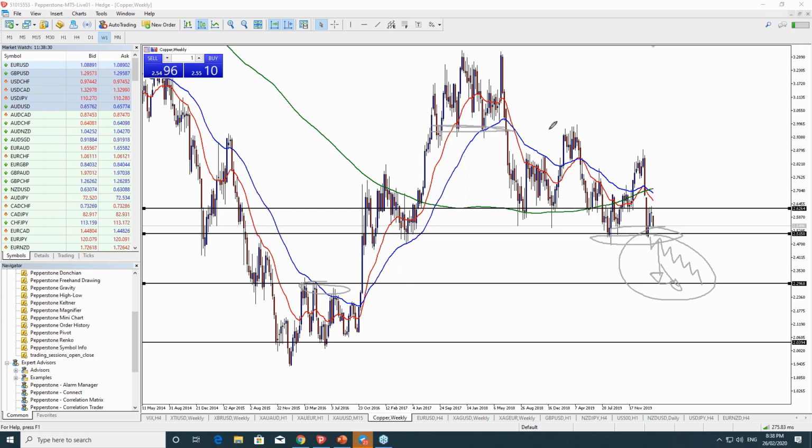Similar to what happened here. Support was broken, went down to the level, came up, roll reversed, went down to the level. Gives us that bias to be able to trade the smaller timeframes. What are your thoughts on copper, Ty?